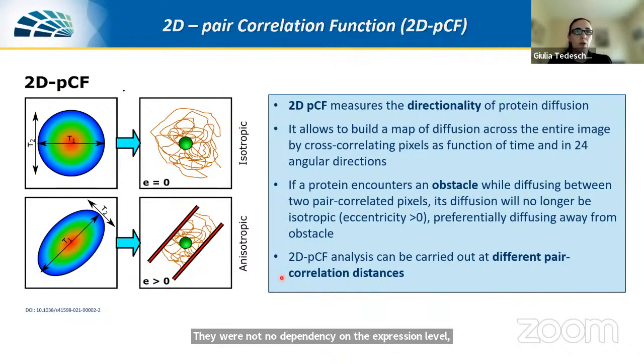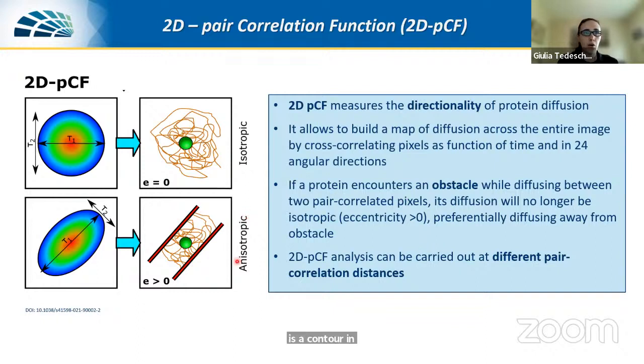The second technique that we applied to our data set is the 2D PCF that Francesco just talked about. Briefly, we can use this technique to measure the directionality of the protein diffusion. If you apply this to different angular directions, you can create a map of diffusion by cross-correlating different pixels. In particular, we can use eccentricity to measure if the protein is encountering obstacles or not.